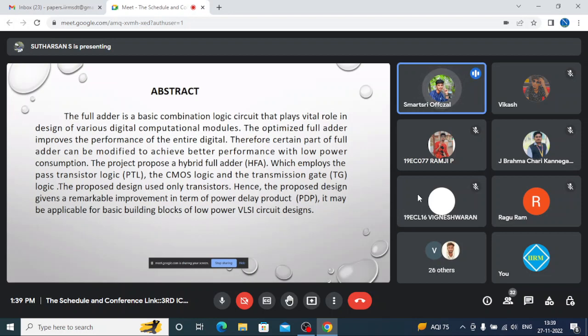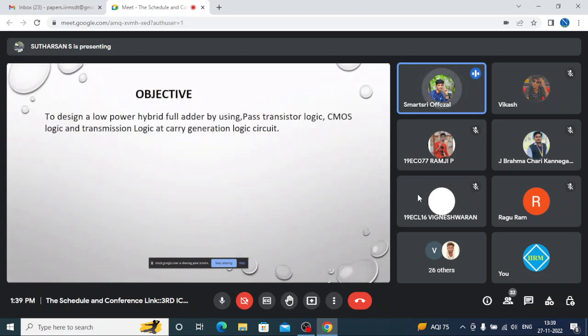The main purpose of this project is to reduce the time delay. Sir, the objective of this project is to design a low power hybrid full adder by using pass transistor logic, CMOS logic, and transmission logic that carry generation logic circuit. Sir, transmission logic means a transmission gate, an analog gate similar to a relay, that can conduct in both directions or be blocked by a control signal, with almost any voltage, sir.